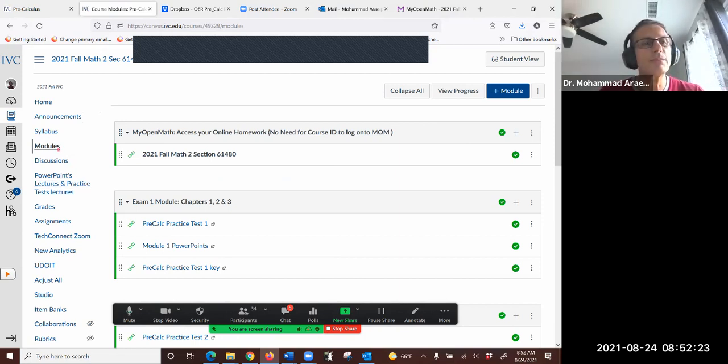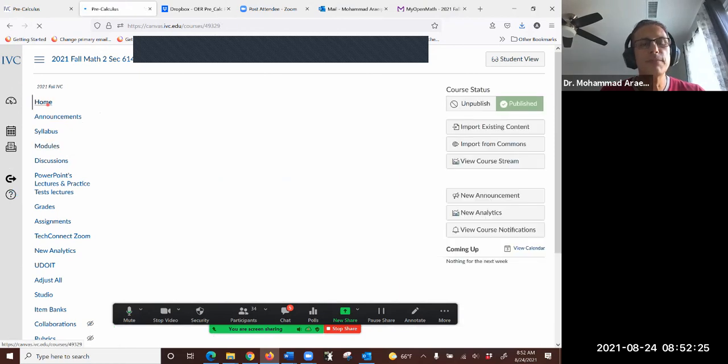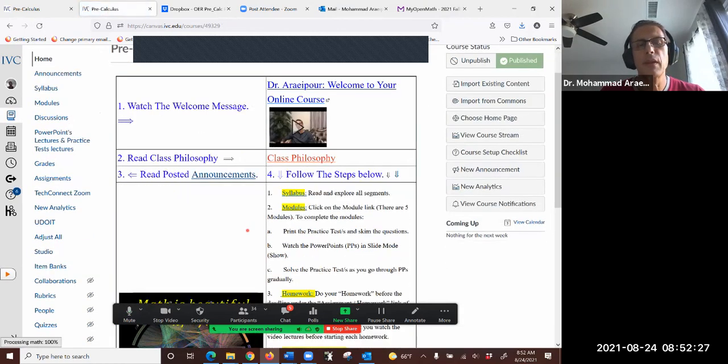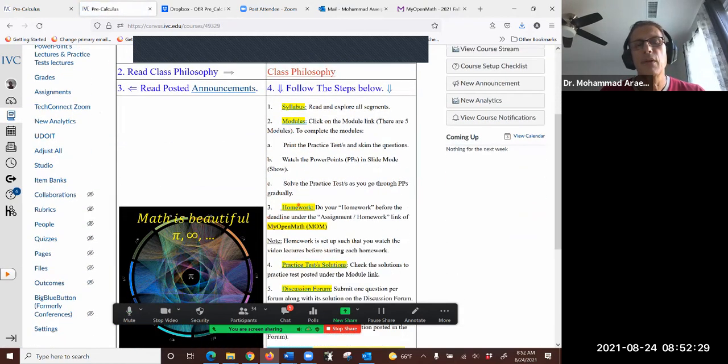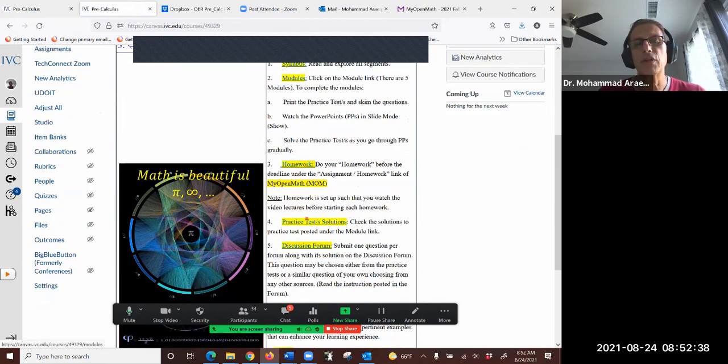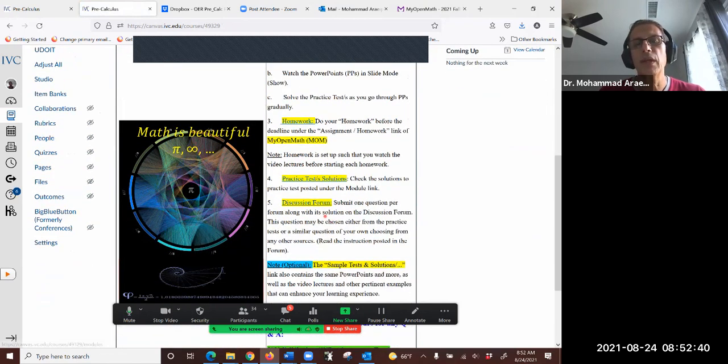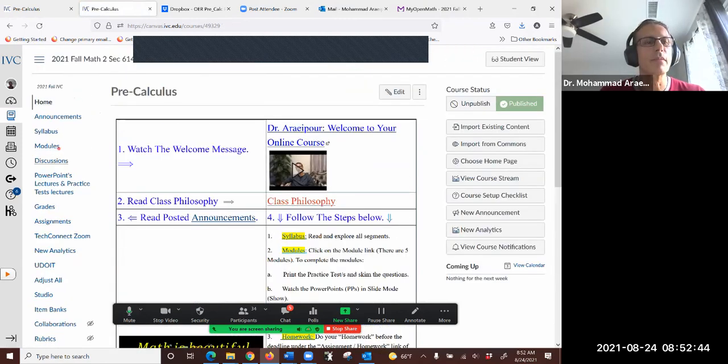Going back to the home page. Again, homework, since it's under MOM, my OpenMap, I'm going to leave it for later on. I mentioned the practice test solution also. The next one is a discussion forum. On the left side, after the modules, you see discussion. So let's see what we find there.